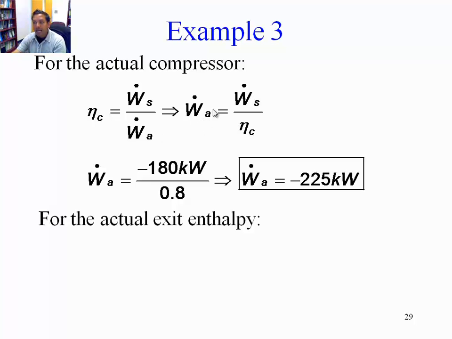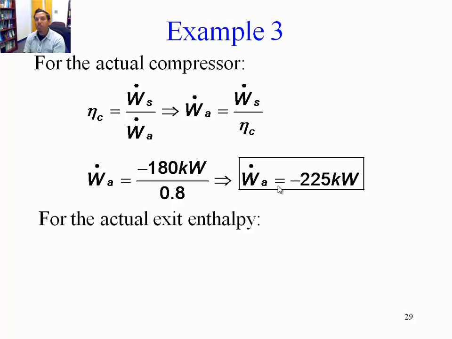So the adiabatic or actual power is the ideal or isentropic power divided by the adiabatic efficiency of the compressor. So it's 180 divided by 0.8. That's 225 kilowatts. That's the actual power that this compressor will require.